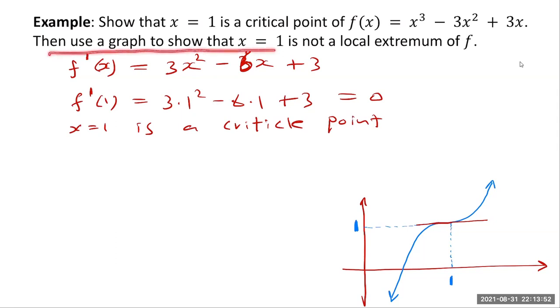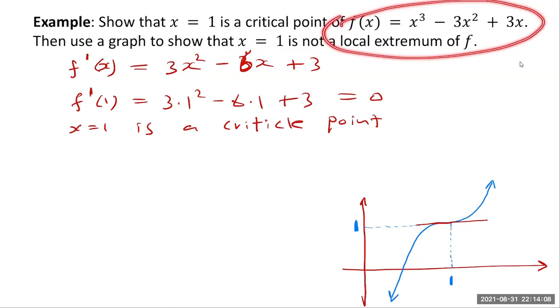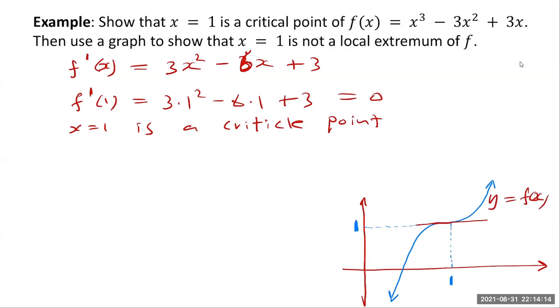Then use a graph to show that x is equal to 1 is not a local extremum of f. That means at x is equal to 1, we have to show, using a graph, that we don't have a local maximum or a local minimum. If you graph this function f of x, you will get a graph like this. This is y is equal to f of x. As you can see, at x is equal to 1, your tangent to your function f of x is horizontal. That means f prime of 1 is equal to 0, as we saw here.